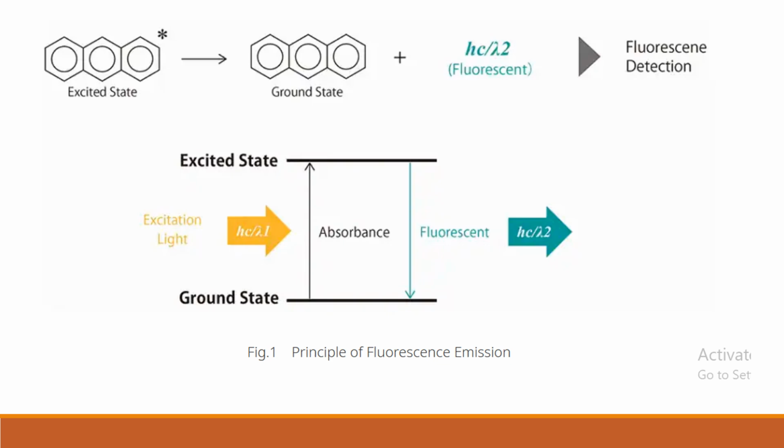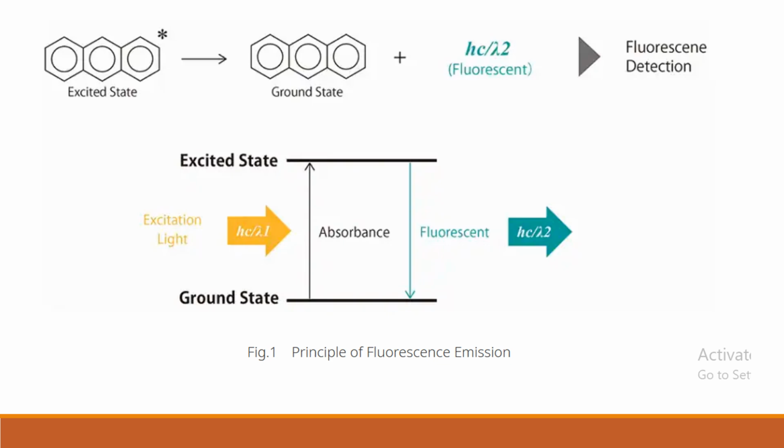This emission is called photoluminescence and includes fluorescence and phosphorescence. This is the principle of fluorescence emission. Now the absorbance detection is based on the absorption that occurs when a compound irradiated with light transitions from the ground state to the excited state. Fluorescence detection is a detection method that uses fluorescence emitted when a compound returns to the ground state after transitioning to the excited state.